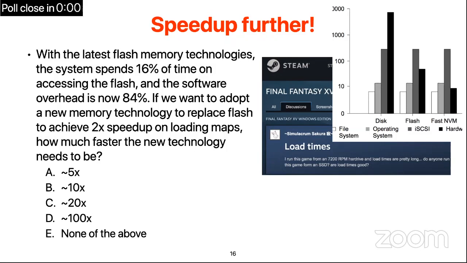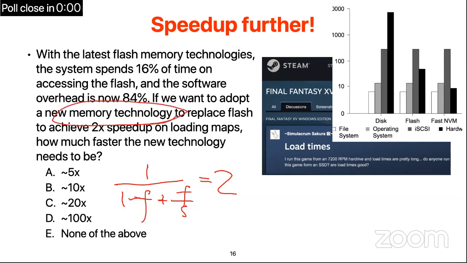So let's begin with this, right? This is Amdahl's law, right? Yeah. So tell me, what's the form of Amdahl's law? What's the formula of Amdahl's law? 1 over (1 minus F plus F over S). Right. So what's the result we want it to be? We want it to be 2 times faster, right?